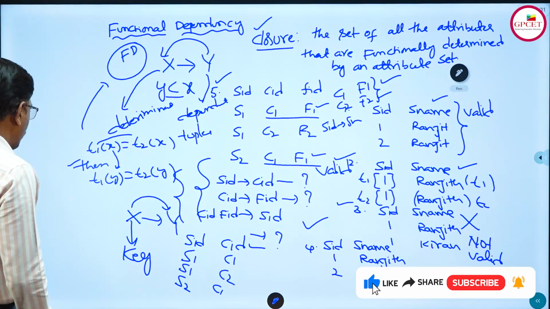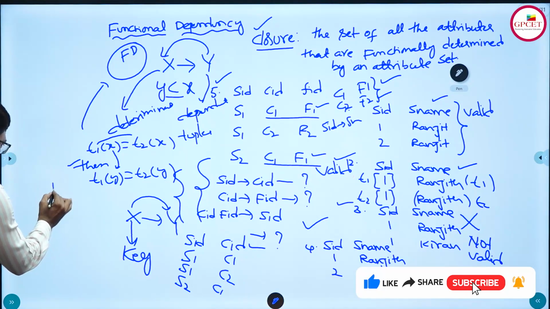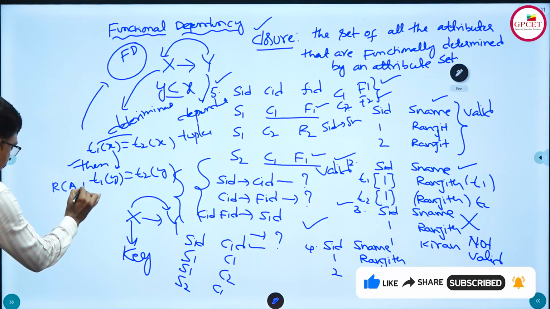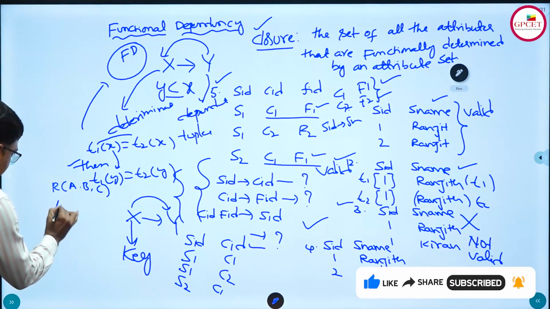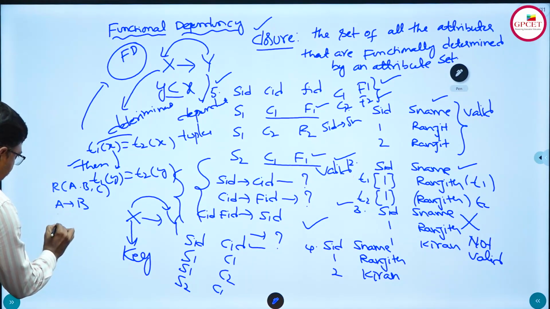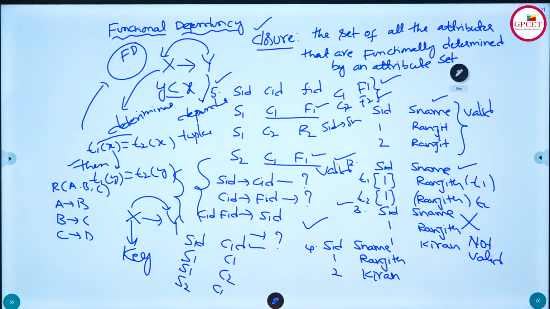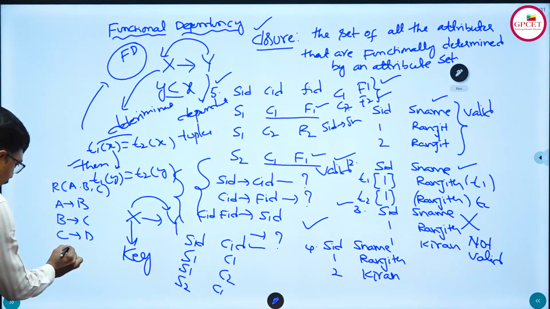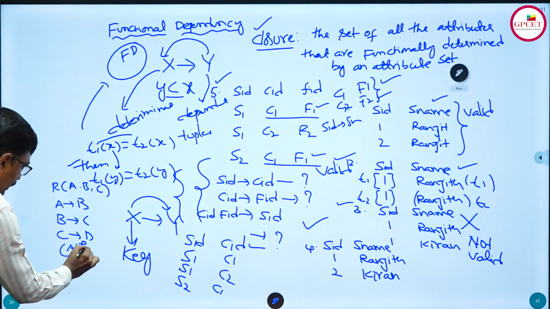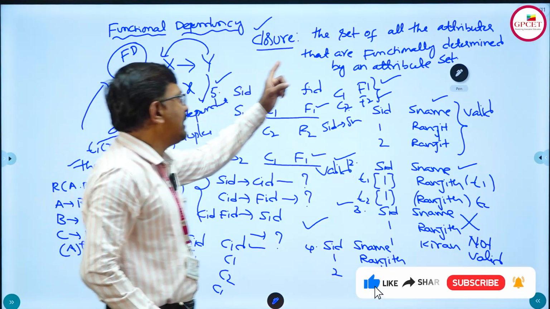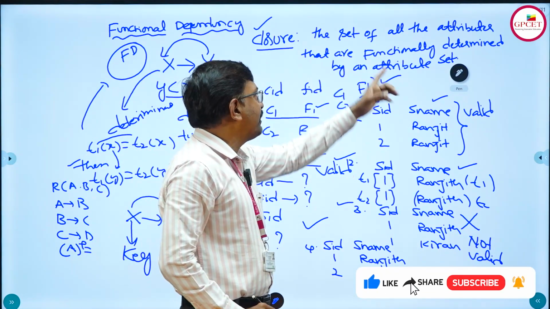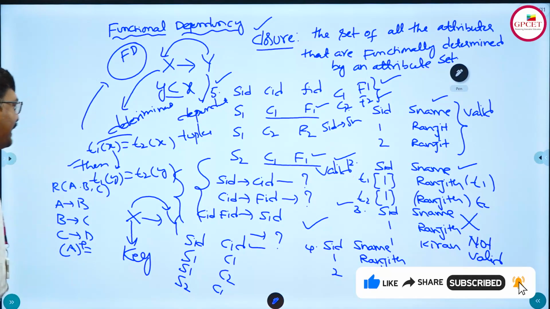Observe here, closure. What is meant by closure? Suppose R of A, B, C is a relation, with A tends to B, B tends to C, C tends to D. What is meant by closure? Closure is nothing but, according to our definition, the set of all the attributes that are functionally determined by an attribute set.